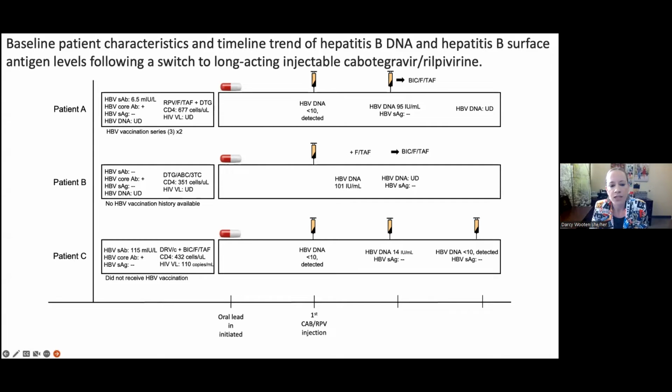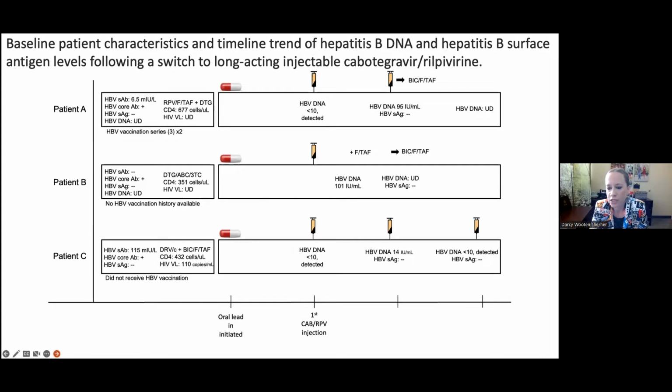But at this time, the patient was switched to oral cabotegravir-rilpivirine, and then after a month, received their first injection of long-acting cabotegravir-rilpivirine. Labs checked at this time showed that this person's hepatitis B DNA was now detected, but still very, very low, less than 10. And then at their next injection, labs were checked again, and their hepatitis B viral load had gone up to 95, still very low, but higher than before.